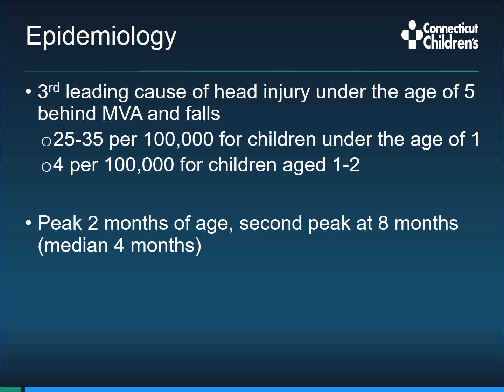Abusive head trauma is the third leading cause of head injury under the age of 5 and the leading cause of severe closed head injury in infancy. AHT has an incidence of approximately 30 per 100,000 for children under the age of 1, with its peak incidence closely approximated to the curve for peak infant crying.